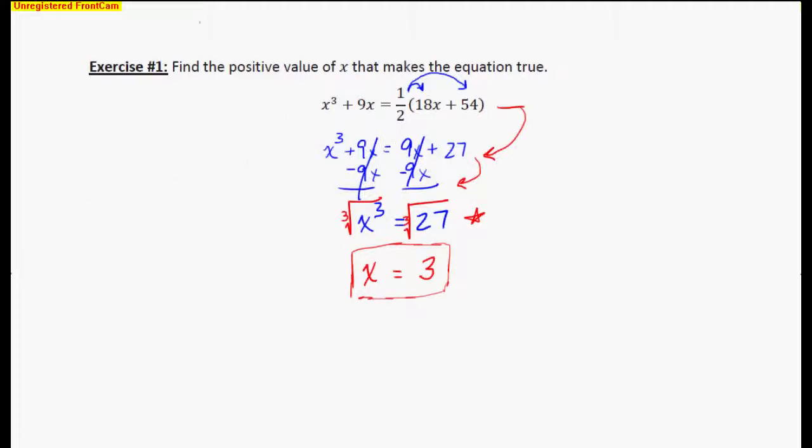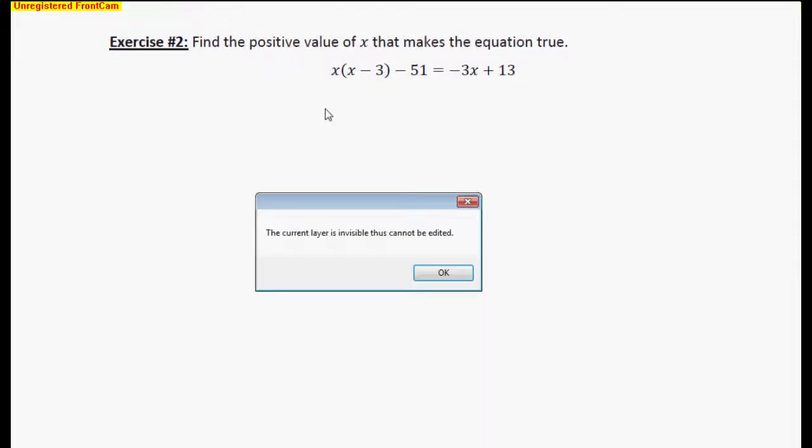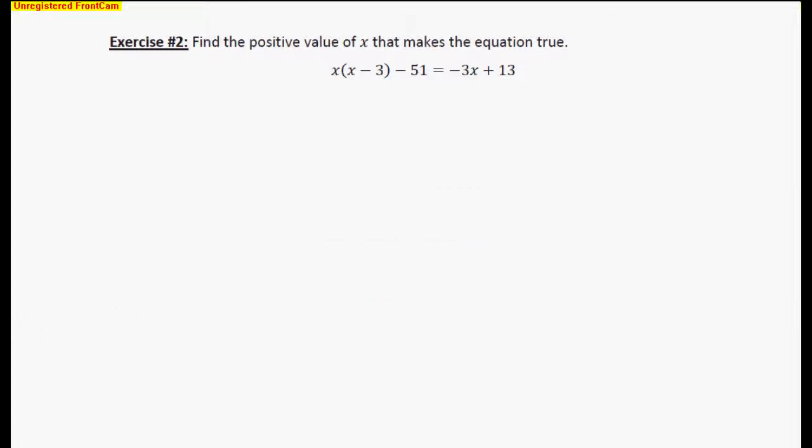All right, so let me turn that one off, and let's go to exercise 2 and see what we can do with this one. All right, so find the positive value of x. Notice they said just the positive value, so that's good. We don't have to worry about positives or negatives when we square root. So find the positive value of x that makes the equation true. All right, in other words, just solve for x.